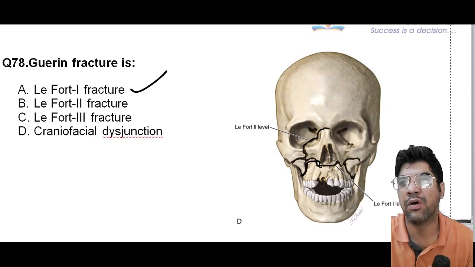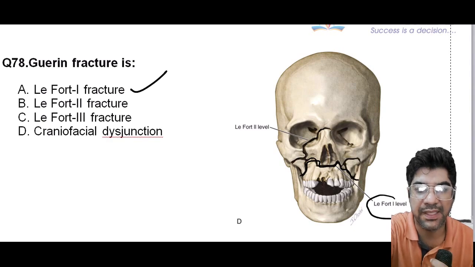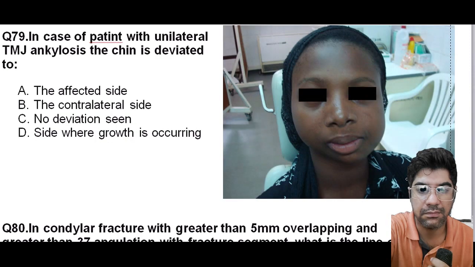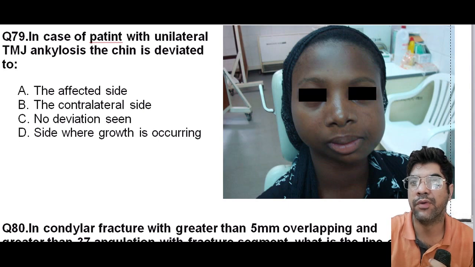Guerin fracture is the other name for Le Fort 1 fracture. So this one we discussed already, the fracture line. It is also known as Le Fort 1 fracture.